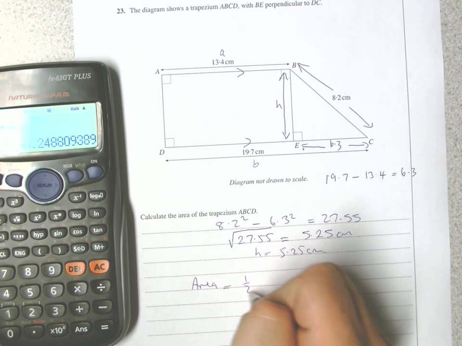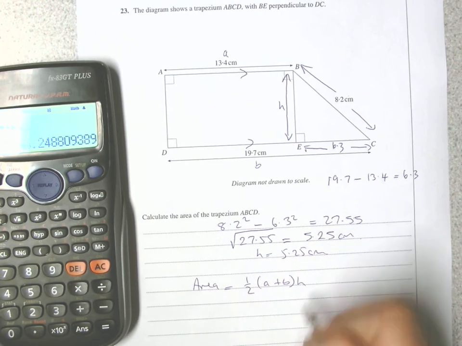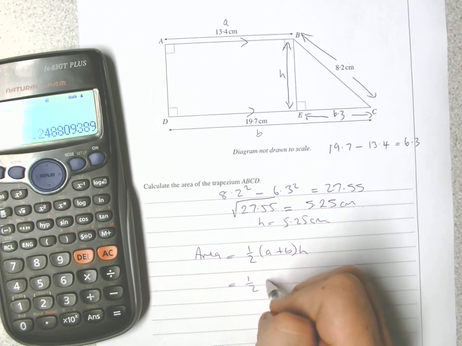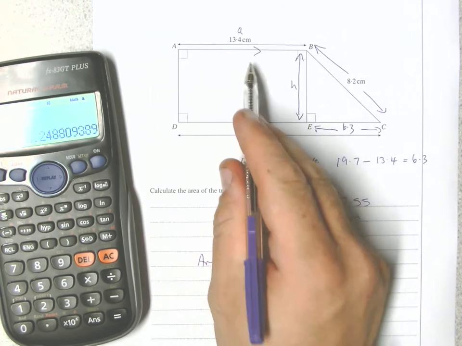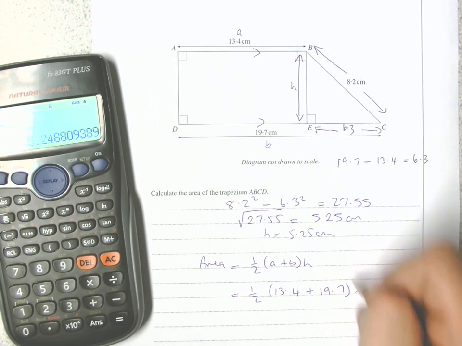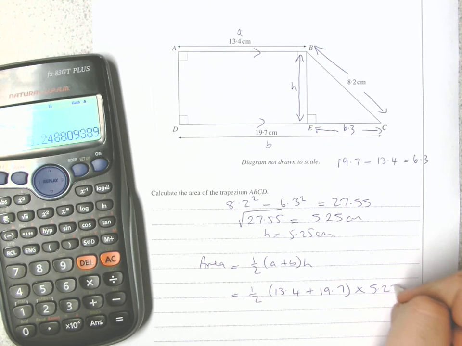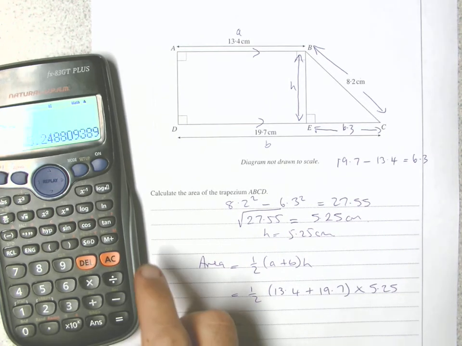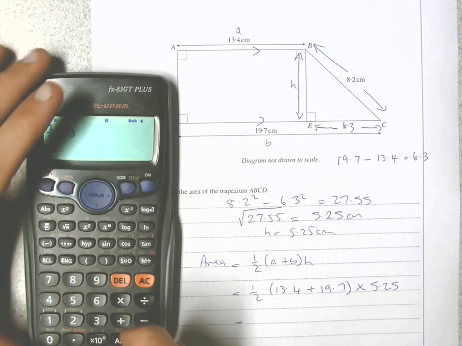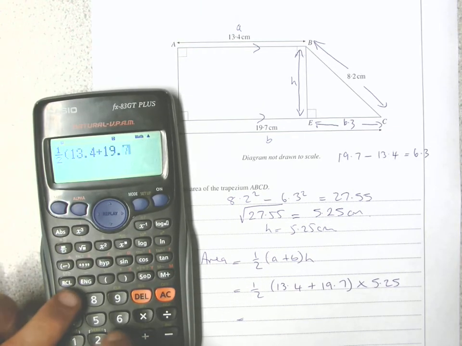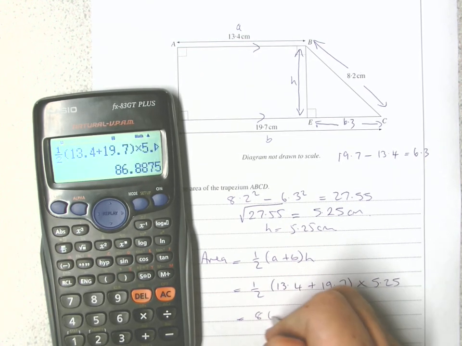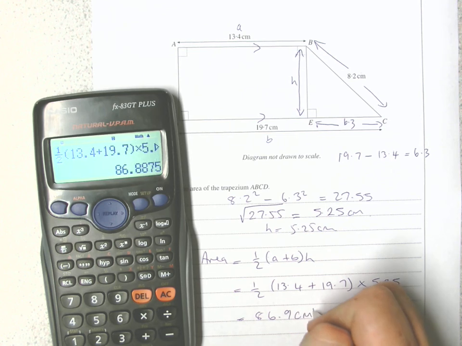of the trapezium, half (a plus b) h. Remember, that is given to you, so you don't have to remember it, you just have to remember how to apply it. So a is 13.4, b is 19.7, the h then we worked out to be 5.25. So then you've got your answer. So I type that in. You get your answer, 86.9 centimeters squared when I round it.